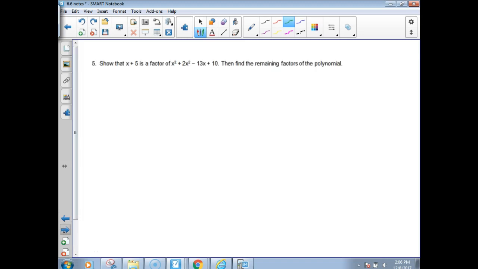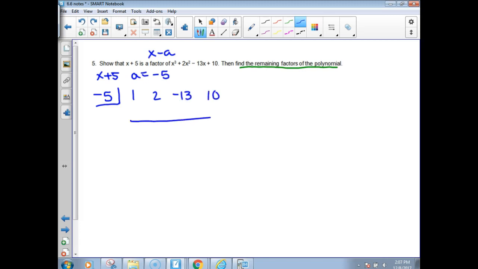Okay, number 5. It says show that x plus 5 is a factor of x cubed plus 2x squared minus 13x plus 10. Then find the remaining factors. Well, if we're showing that x plus 5 is a factor, then the a value is -5 that we divide by synthetically, because remember the format's x minus a. The leading coefficient of the cubed term is 1, the squared 2, the 1st degree -13, and 10 for the constant. Did I do something wrong? Oh, I wrote -13 and I said -3.